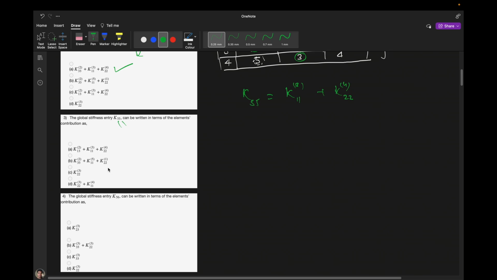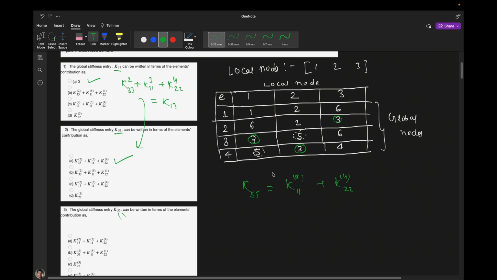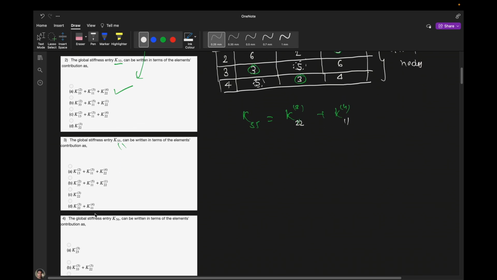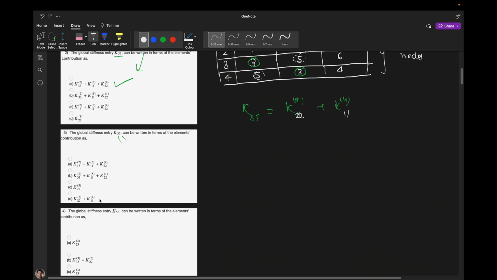3 3, yeah, k4 1 1, it should be k4 1 1 and k3 2 2. Okay, yeah, so it should be k4 1 1 k3 2 2. So this will be the correct answer.